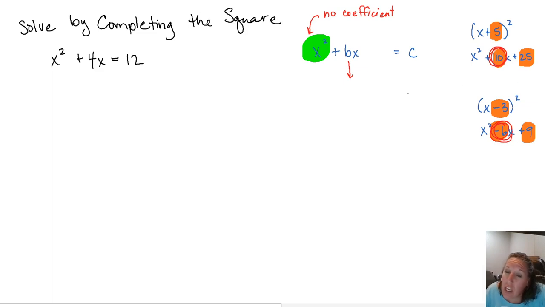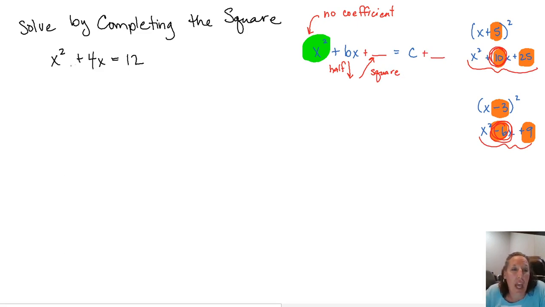So instead of doubling it, going backwards, we're going to take half of it and then take that number and square it. And we're going to add that to both sides so that we get something in the form of a perfect square trinomial. Well, if we add something to one side, we got to add it to the other.